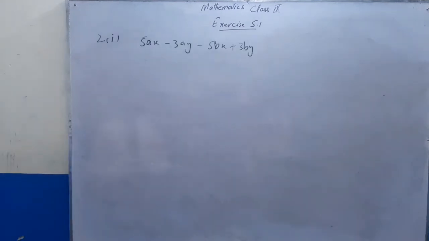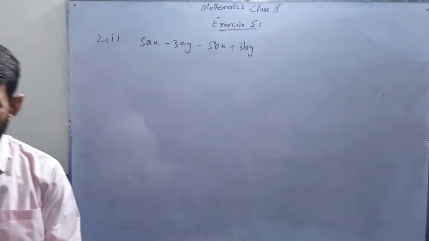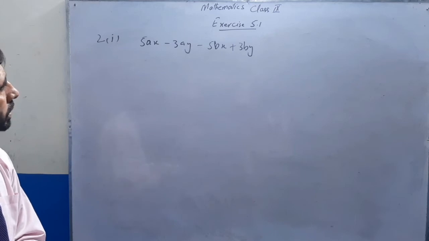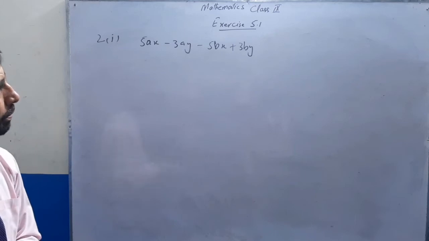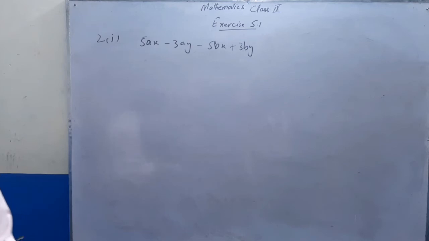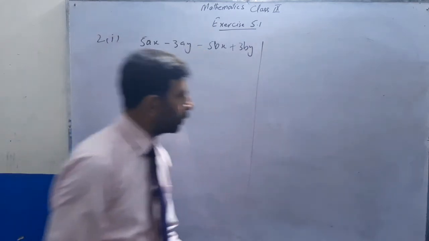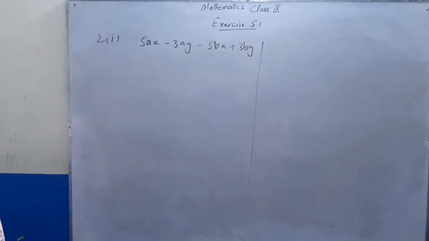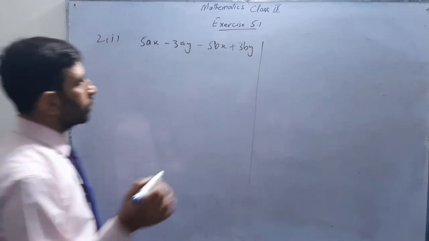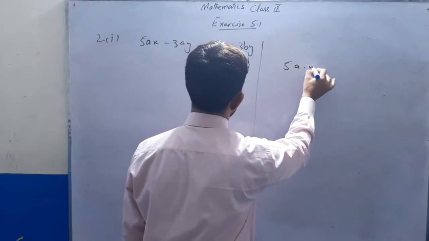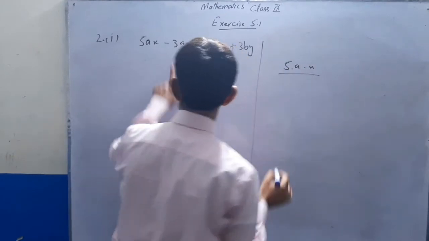Question number 2, first part now is 5ax minus 3ay minus 5bx plus 3by. In this part there are 4 terms. As I told you, the sign of plus or minus separates the terms, so 4 terms are given in this part. Just break down all the terms. But you will feel that no number is common in all the 4 terms, so a different method will be used.